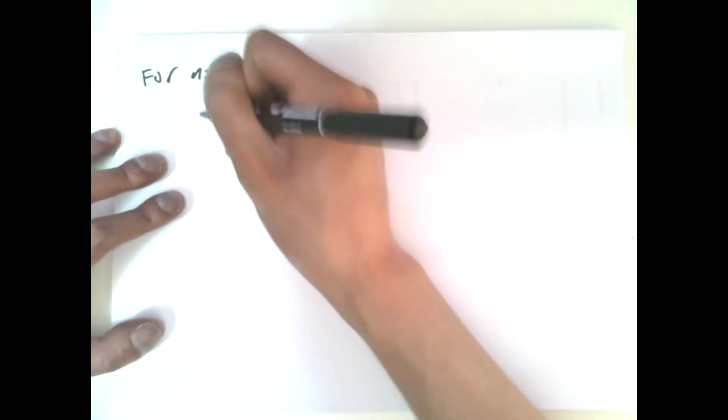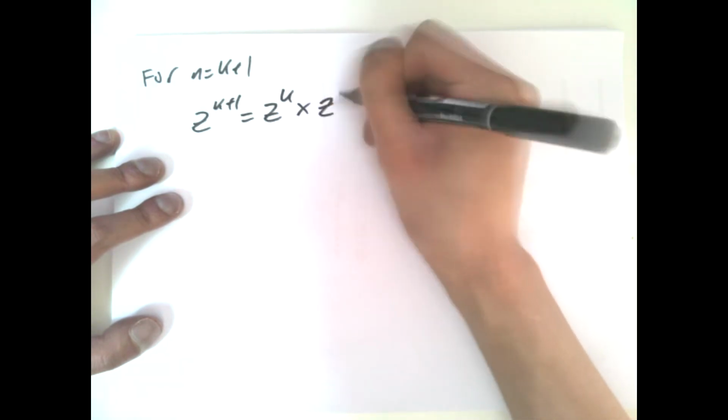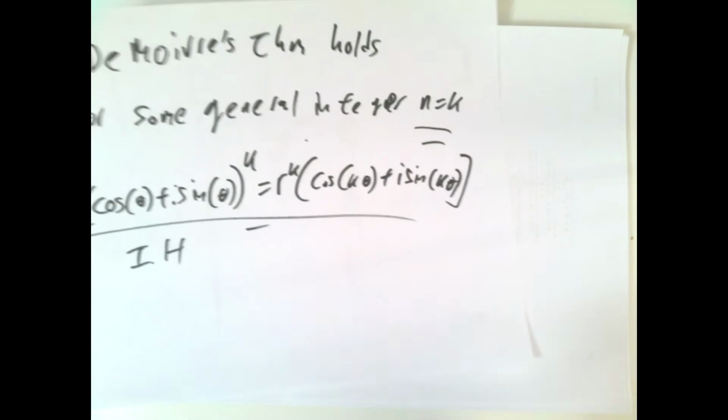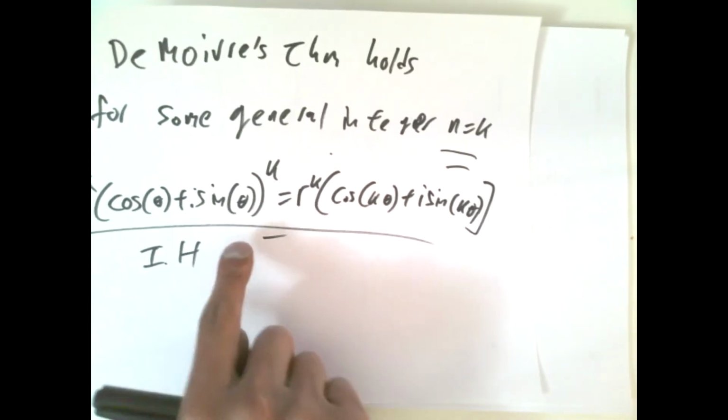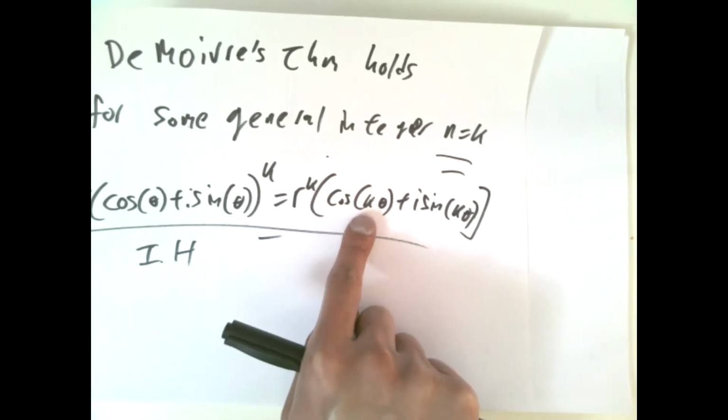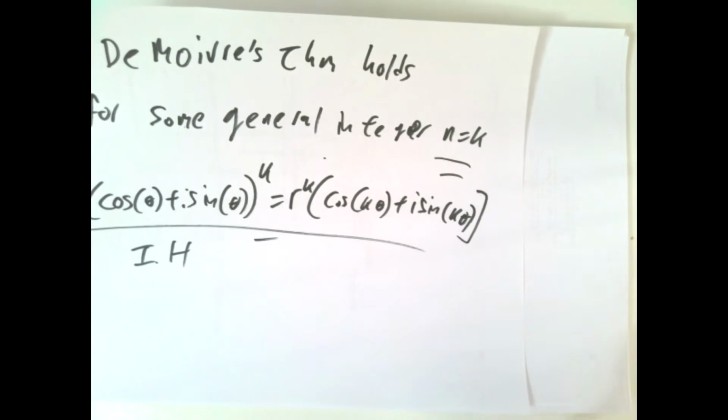Using the inductive hypothesis to prove De Moivre's theorem, we need to prove for the next possible integer where n is equal to k plus 1. We're going to use the inductive hypothesis to prove De Moivre's theorem. Our inductive hypothesis states that z to the power of k, for some integer where k is less than n, can be expressed as r to the power of k times cos theta plus i sin theta to the power of k, which is equal to r to the power of k times cos k theta plus i sin k theta. Now for induction, we will prove for n equal to k plus 1.